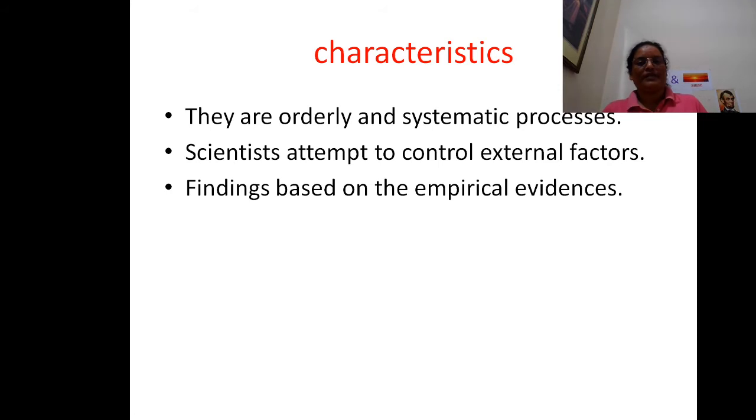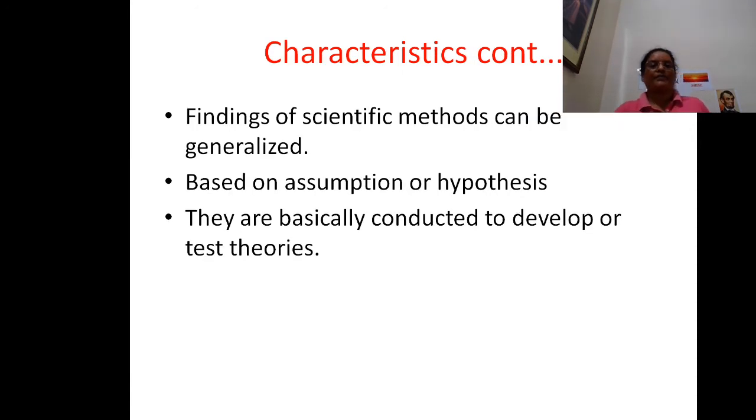Then, findings are based on empirical evidence. Empirical evidence is the evidence which we have to take from our observation, and from documents which are related to our topic. Then the next characteristic: findings of scientific method can be generalized. The techniques or methods which we used in our study, we can use in another area which is similar to our conditions or situations, based on assumption or hypothesis.